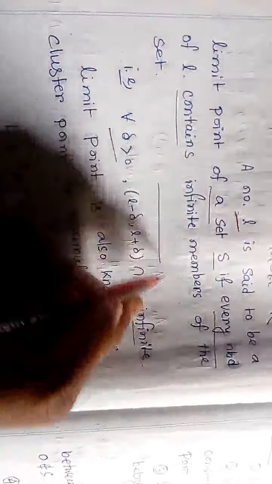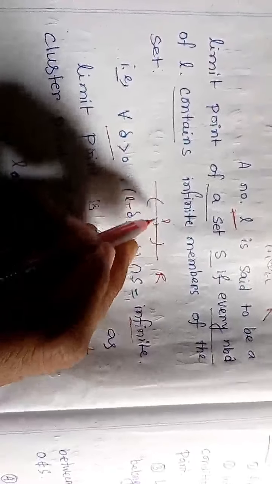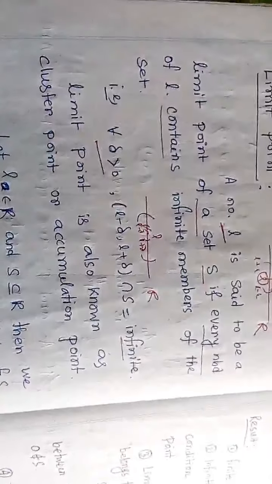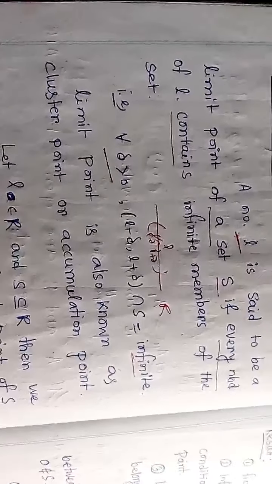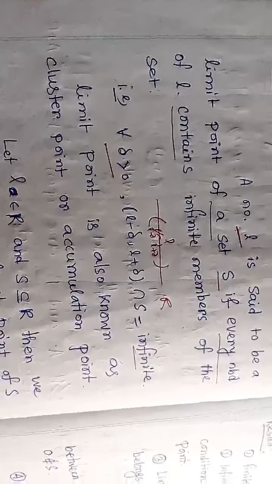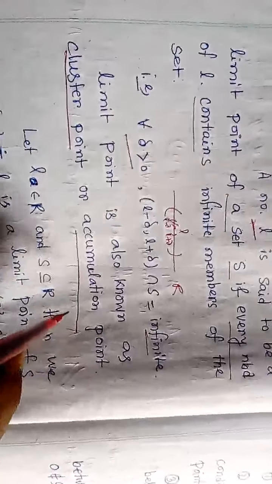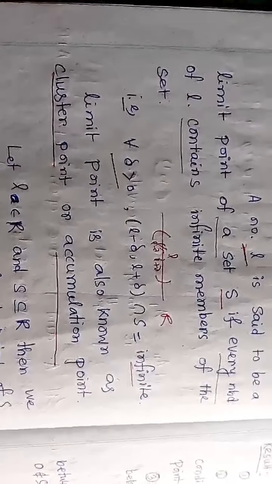Suppose this is the real number system, this is S, and L is called a limit point if a neighborhood of L, that is (L minus delta, L plus delta), contains an infinite number of elements, then we call L a limit point of the set. A limit point is also known as a cluster point and an accumulation point. So what is the limit point?